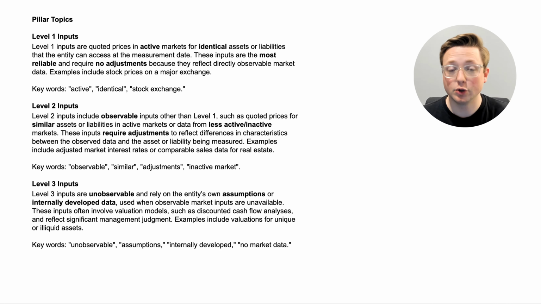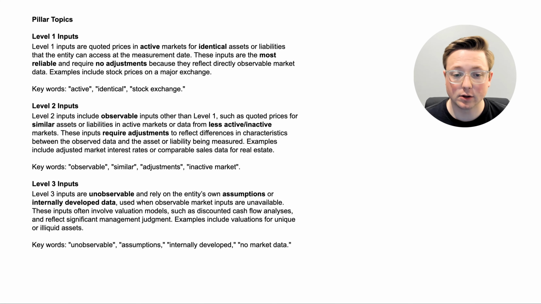And something I wanted to do with these pillar topics, and this is something you can do yourself when you are dealing with things that are a bit more conceptual. Here's the keywords that you want to look for when you see a level 1 input. Active and identical. So you can see active in the level 2 inputs. So that's why you also want to look for identical. And frequently a stock exchange is going to be a level 1 input. Now let's go to level 2.